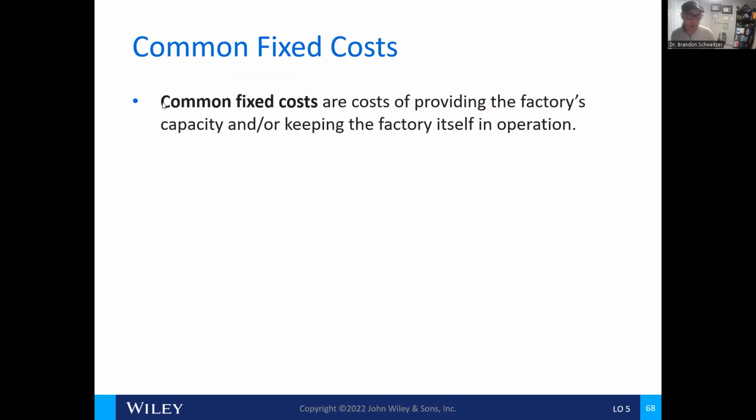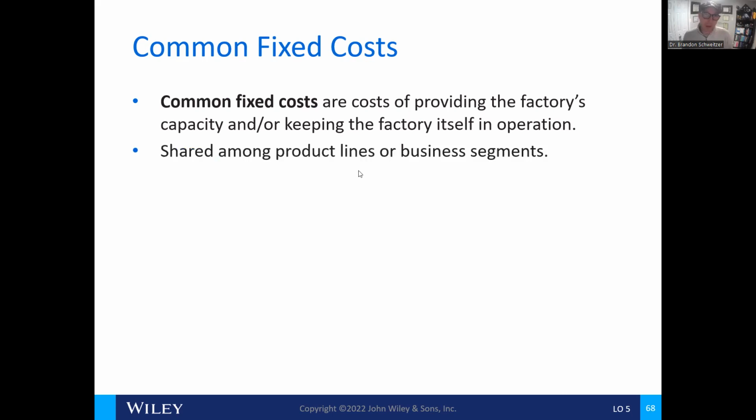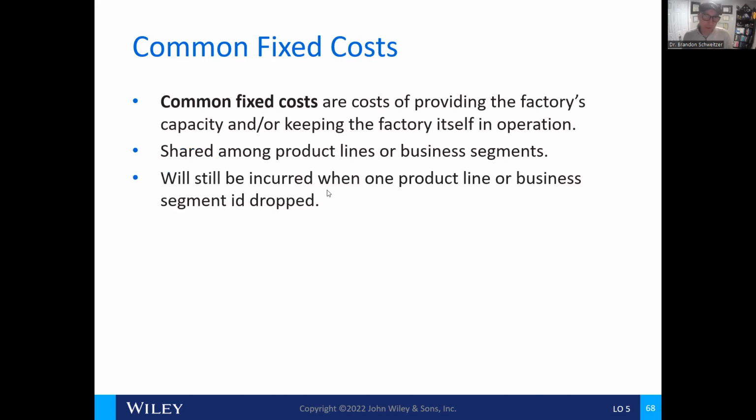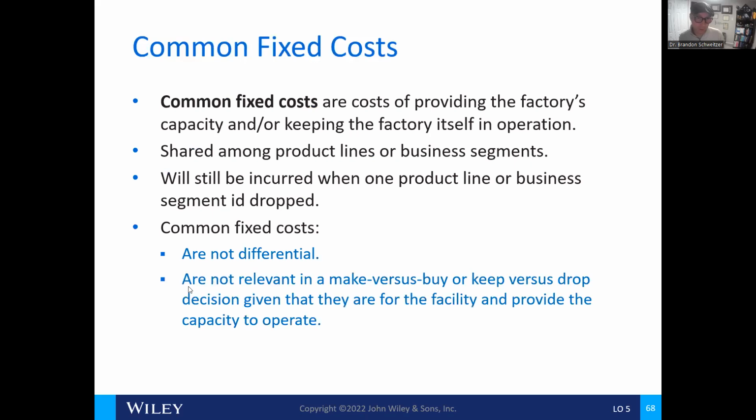Common fixed costs. These are costs of providing the factory's capacity and keeping the factory itself in operation. They're shared across product lines and business segments. Common fixed costs are still incurred even when one product line or business is dropped. Common fixed costs are not differential.